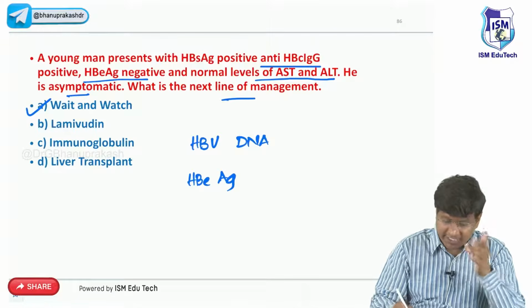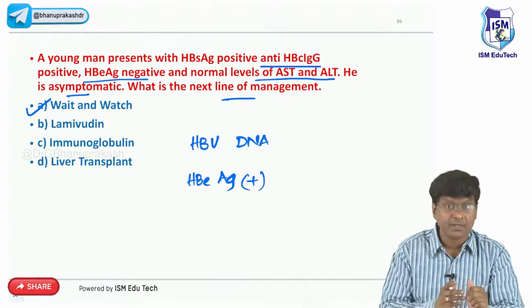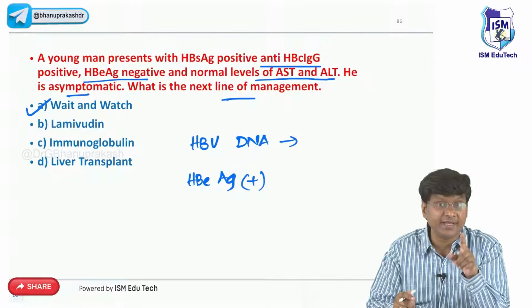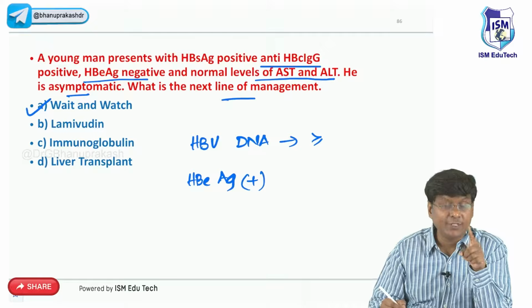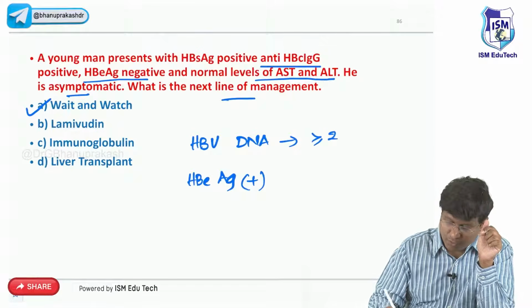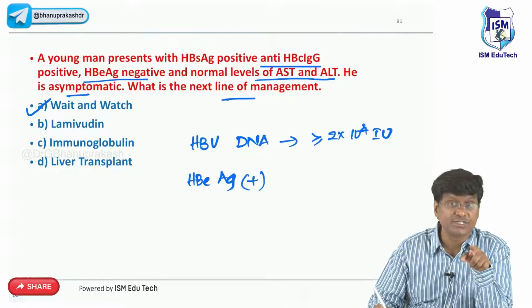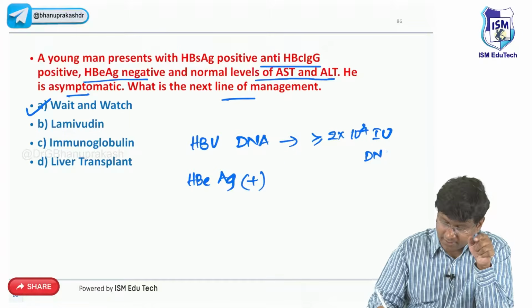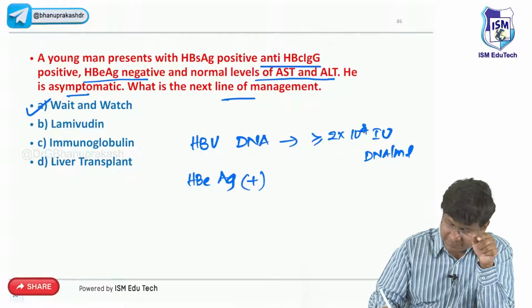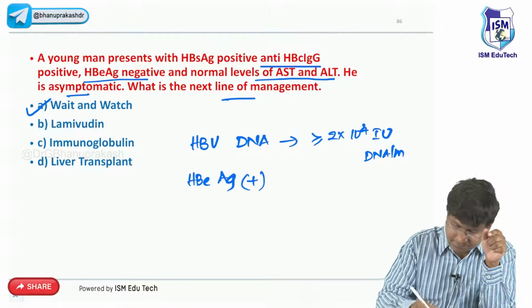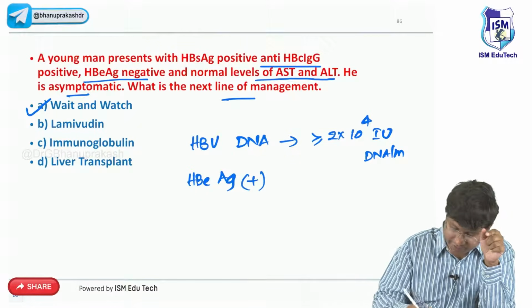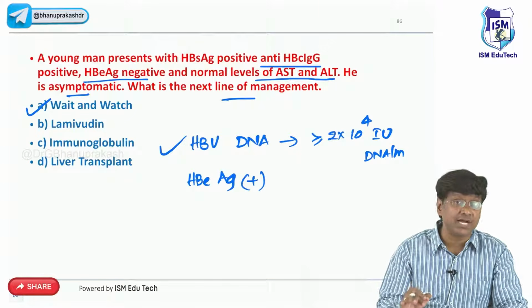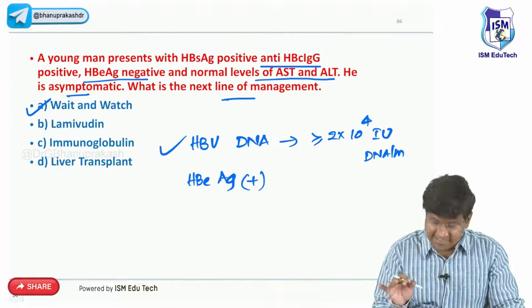So if HBeAg is positive, this is the latest data that I am telling you: if your HBV DNA level is more than or equal to 2 into 10 to the power of 4 international units per ml, that is the point when you need to start the antiviral drugs. Okay, this is the latest data.